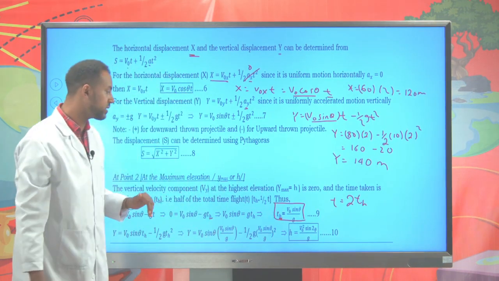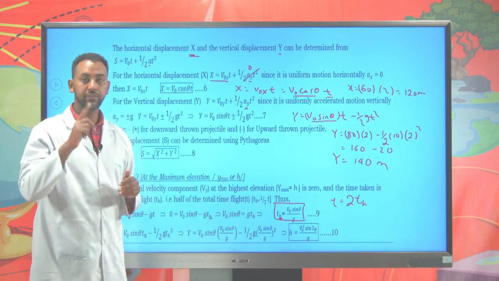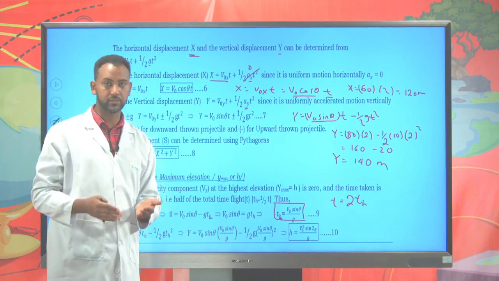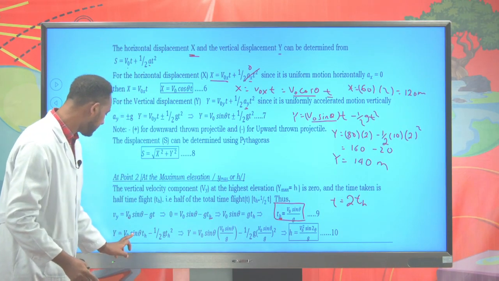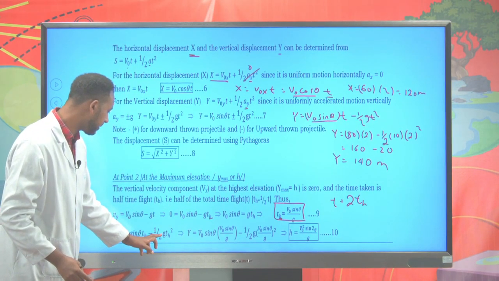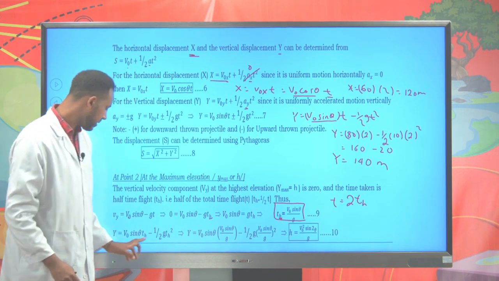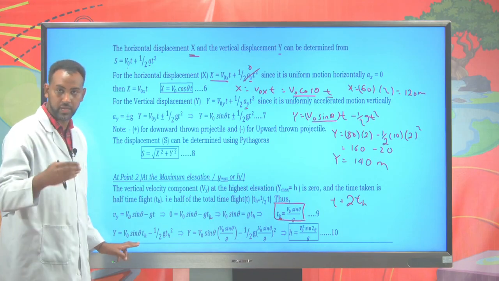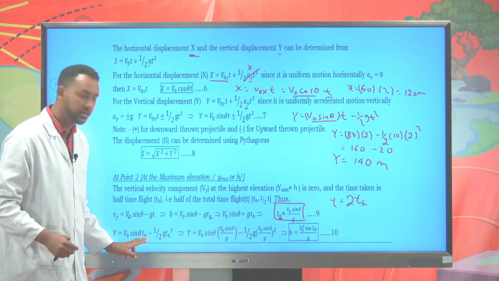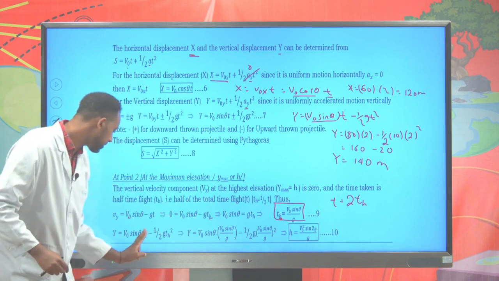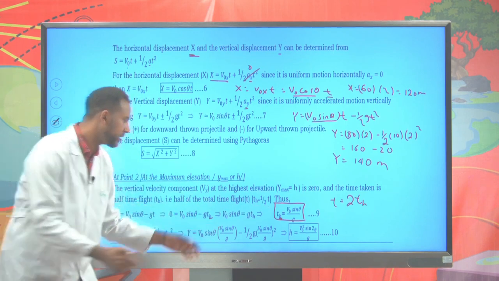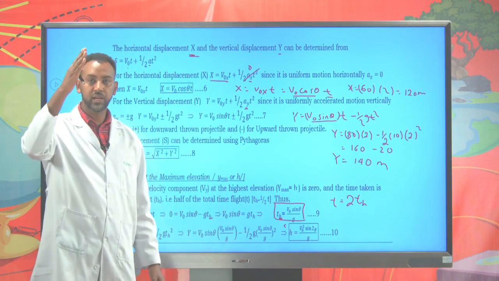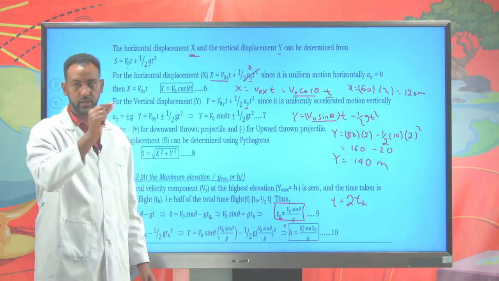So substituting this time t into the vertical displacement component, you can determine the maximum height. So v naught sine theta times t minus half g t squared is the way we determine the vertical component, or the vertical height. But instead of time t, we can use the half-time of flight. If you substitute here and here, you can find this equation. And this equation is very helpful to determine the maximum possible height for a projectile.